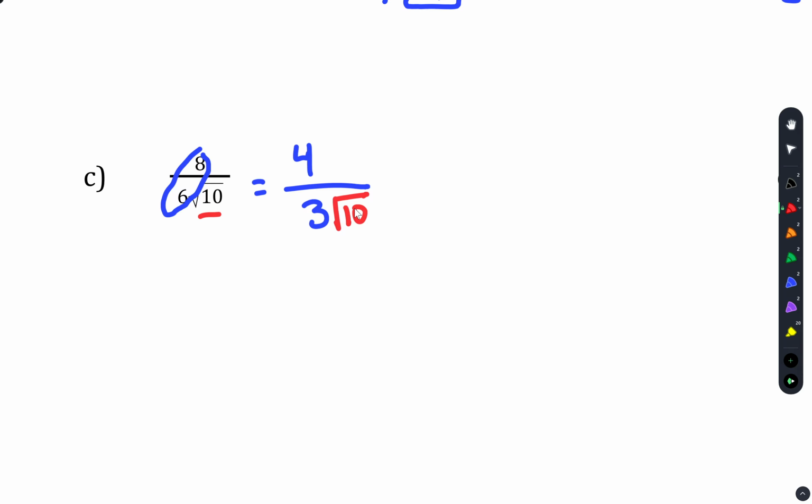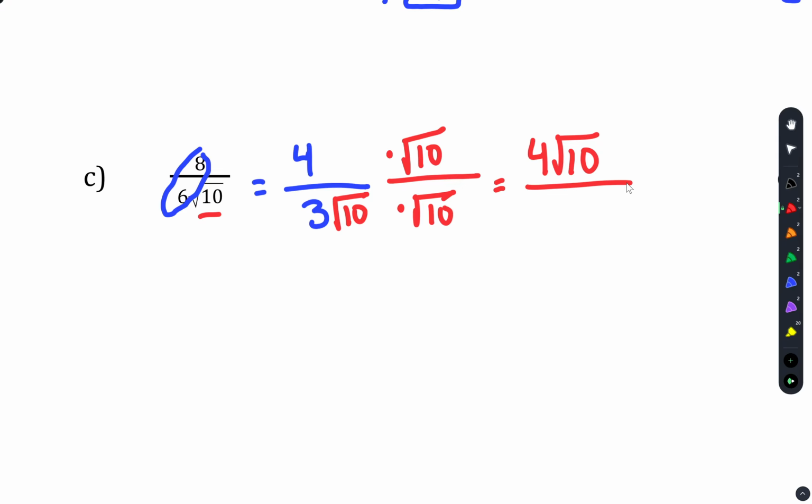Okay, this does not meet all 3 of my criteria. There is still a radical in the bottom of this fraction. So I still need to rationalize. I'm going to get rid of that radical 10 by multiplying it by what? By radical 10. What I do to the bottom, I have to do to the top. So let's look at the top. On the top, 4 times radical 10 is 4 radical 10. And then on the bottom, I have 3 times, what's radical 10 times radical 10? Just a 10. Perfect. So this simplifies to 4 radical 10 over 30.